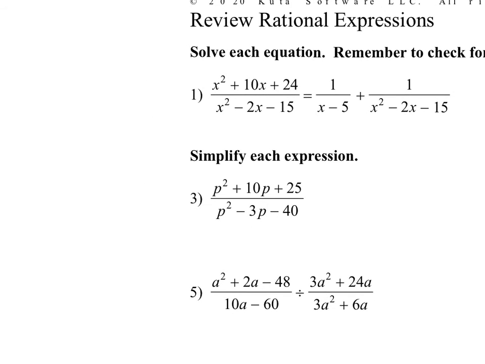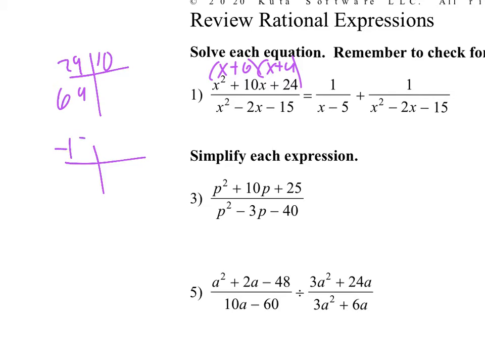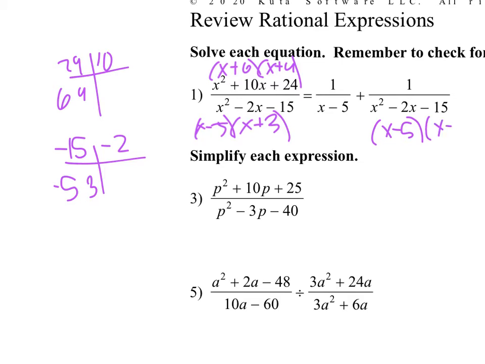Number one, I need to factor a bunch of stuff because I want to try to get rid of my denominators. So in the top part, I have 24 and 10, factors of 24 that add up to 10, 6 and 4. So this would be x plus 6, x plus 4. And then the denominator, I have negative 15, negative 2. That would be what, negative 5 and 3. So x minus 5, x plus 3. And then same thing here, x minus 5, x minus 3.